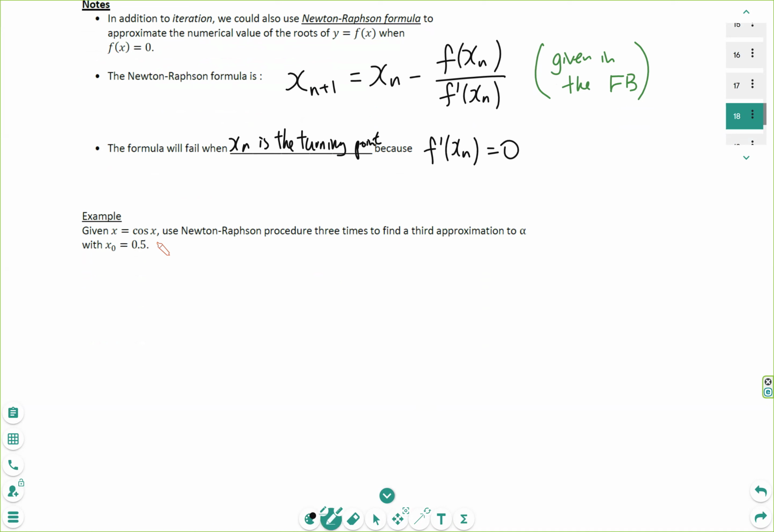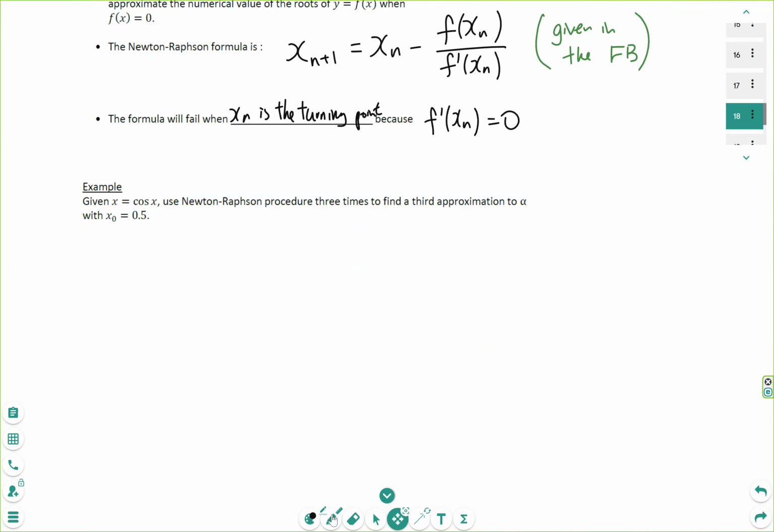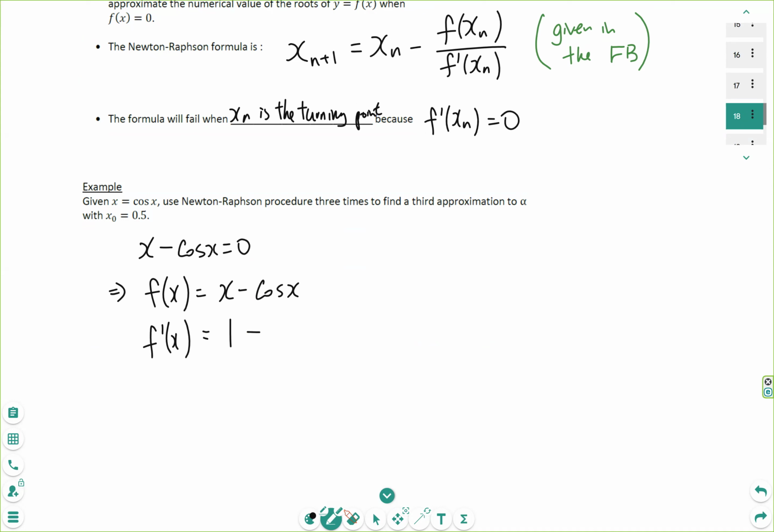Given x equals cos x, use the Newton-Raphson procedure 3 times to find a third approximation to alpha with x naught equals 0.5. First of all, we need to rearrange the equation to make it equal 0. So we're going to do x minus cos x equals 0. Therefore, f of x equals x minus cos x. We're also going to differentiate once, which is 1 minus the derivative of cos x.